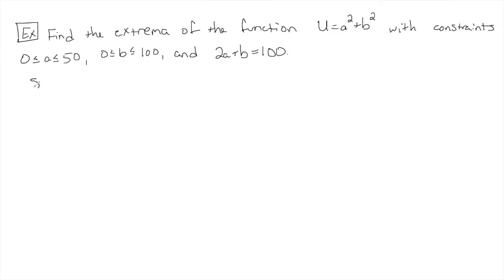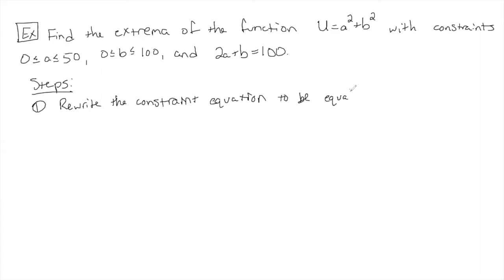Okay, so we have the following steps. So we're going to work through them in order. First, rewrite the constraint equation to be equal to 0. So in this case, I'm going to have 2a plus b minus 100 equals 0. Right? Just change the equation so that I have something on the left equals 0.